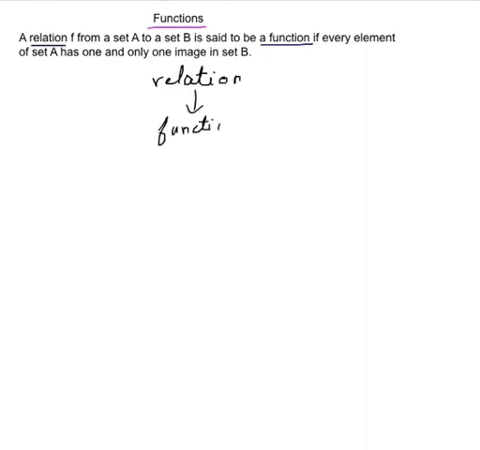So a relation becomes a function only when this definition is satisfied. So I can say that all functions are relations, but all relations cannot become functions unless the definition is satisfied. That is, for every element of set A, there should be a unique image in set B. Let us consider this example.